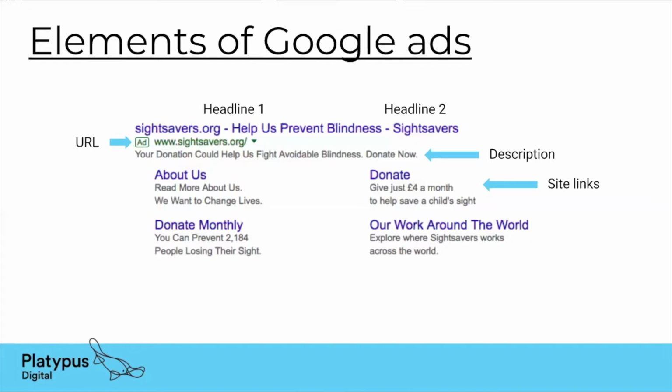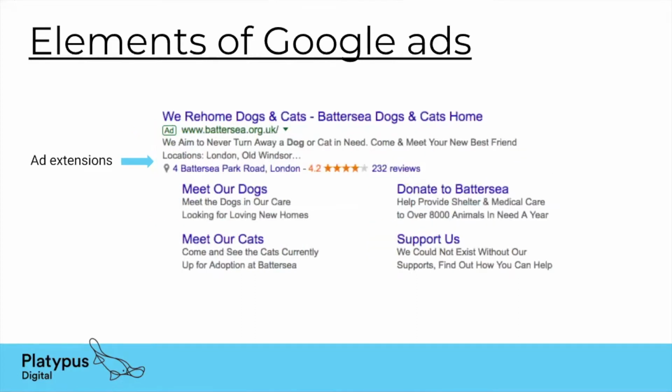You'll see the URL that you're going to click through to in the middle there, next to the word ad, to show that it is actually an ad that you're seeing. You'll see a description underneath that, so that's just a bit more information on what the ad is promoting. And then underneath that you'll see site links. That's the bit that makes your ad even bigger. It takes up more space on the user's screen and makes them more likely to click on it because it's more likely to be noticed.